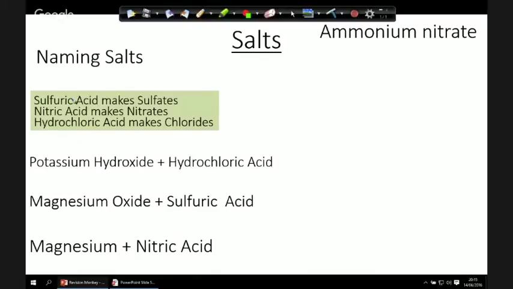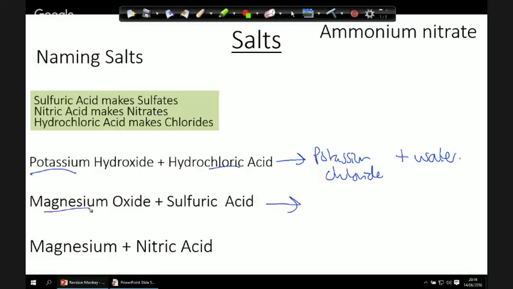Naming salts then, we need to remember that sulfuric acid makes sulfates, nitric acid makes nitrates, and hydrochloric acid makes chlorides. So for example, if we're finishing off these equations, we've got potassium hydroxide plus hydrochloric acid, that would make potassium chloride plus water. So it's a neutralization reaction, an acid plus a base making a salt plus water.